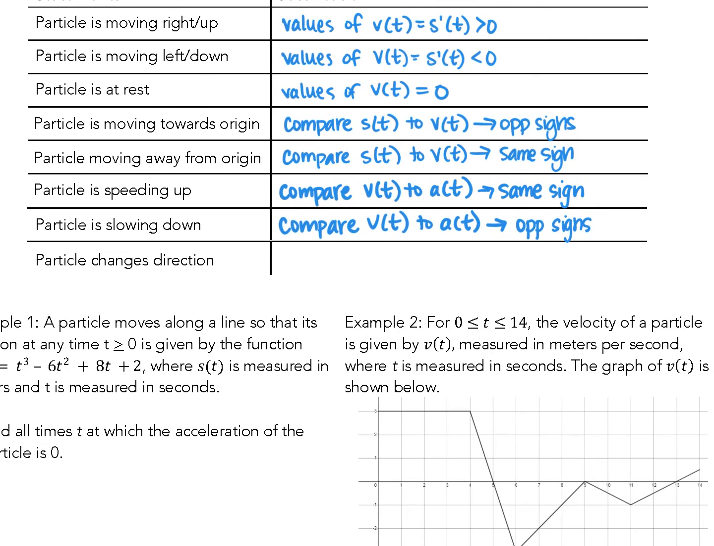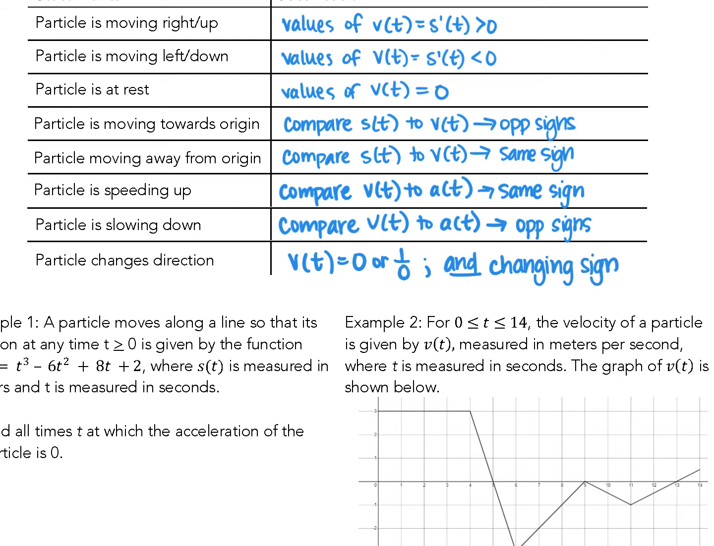Okay, and then last, when a particle changes direction, you're going to have two things. You're going to have the velocity be equal to 0 or 1 over 0, undefined. It's going to have one of those two options and a changing sign.